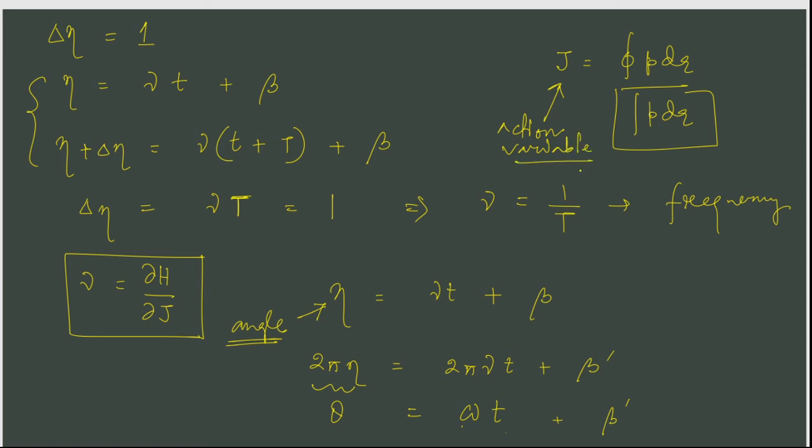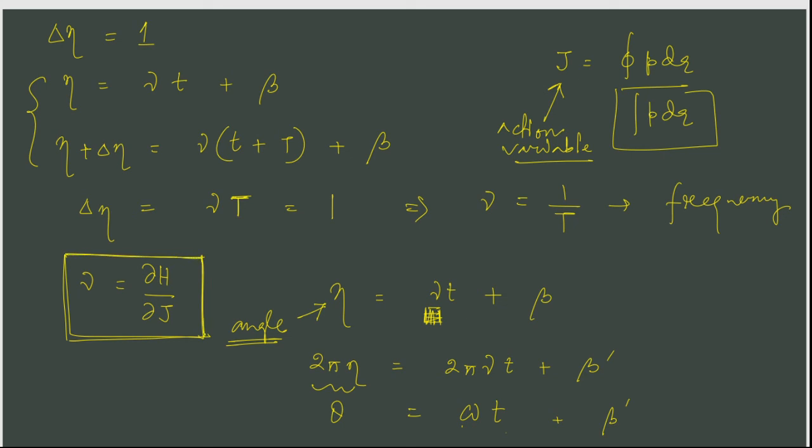So, we have two variables. One is the action variable, the other is the angle variable. The variables as such themselves are not very interesting. They don't give us any new insight except this one. This nu is the frequency of the motion, and we can calculate that from this relation.